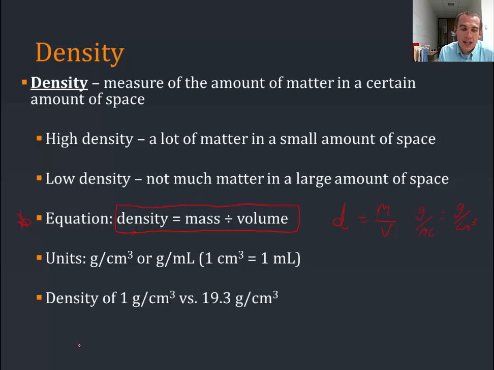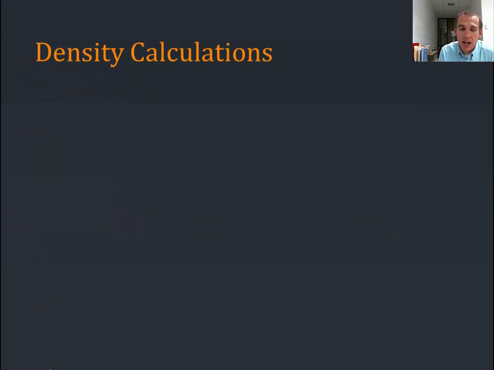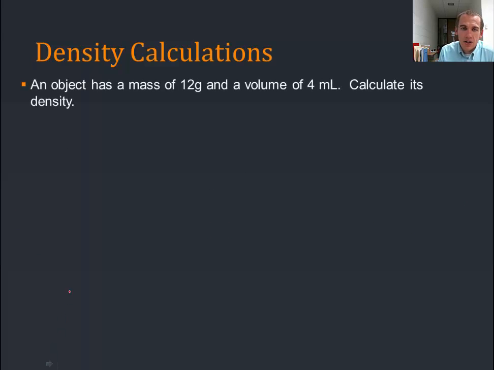Now I want to show you guys how to use this. So we're going to do a couple example problems, not too many. So some density calculations. An object has a mass of 12 grams, a volume of 4 milliliters. Calculate its density. Whenever we do a problem in science, we always start with the same method. We write what we know. We pull the information that we know out of this problem.